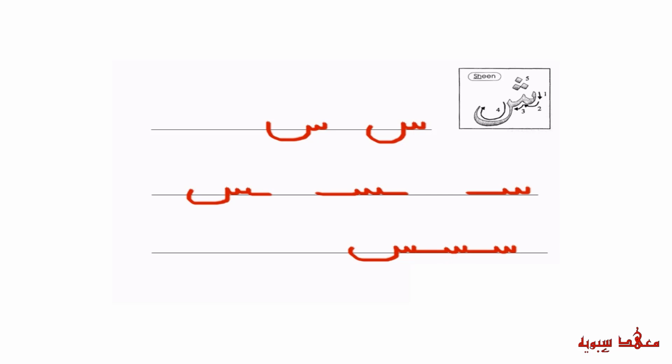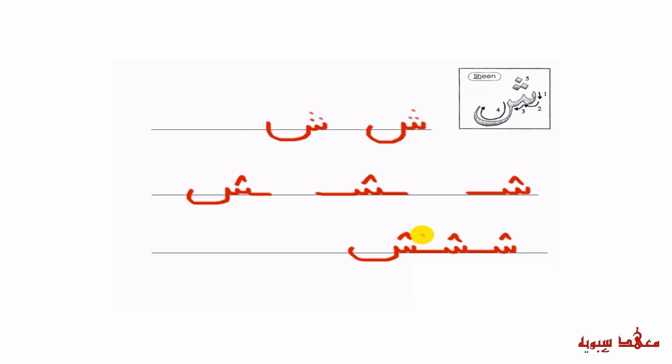Next letter, it's the sheen. The sheen is exactly the same. The only difference are the dots, which are put last. So we can write in exactly the same way, and then put the dots. Just for shorthand, I'll do this. And then that, and that, and that.